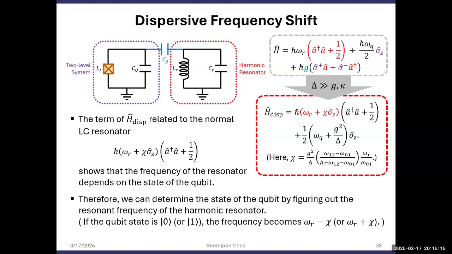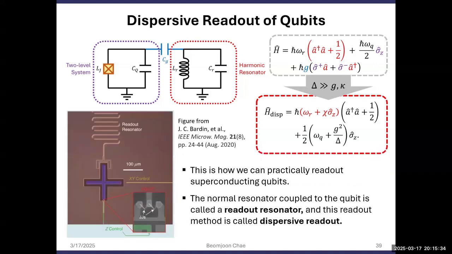So we can determine the state of the qubit by figuring out the resonant frequency of the harmonic resonator. If we measure the resonant frequency of the harmonic resonator and it becomes something, then we can figure out the state of the qubit coupled to the resonator.